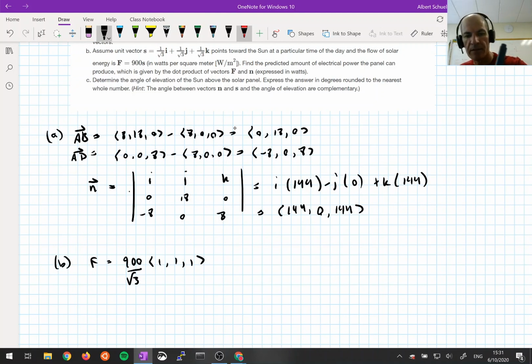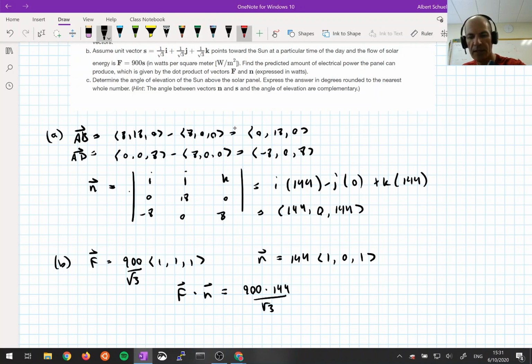And then we can write N, again factoring that scalar out front, 144 times 1, 0, 1, like that. And we can compute the dot product. F dotted with N is just going to be the dot product of these two vectors times the product of these two scalars: 900 times 144 over the square root of 3, times the dot product of these two, which is 2. And that pretty much settles that.